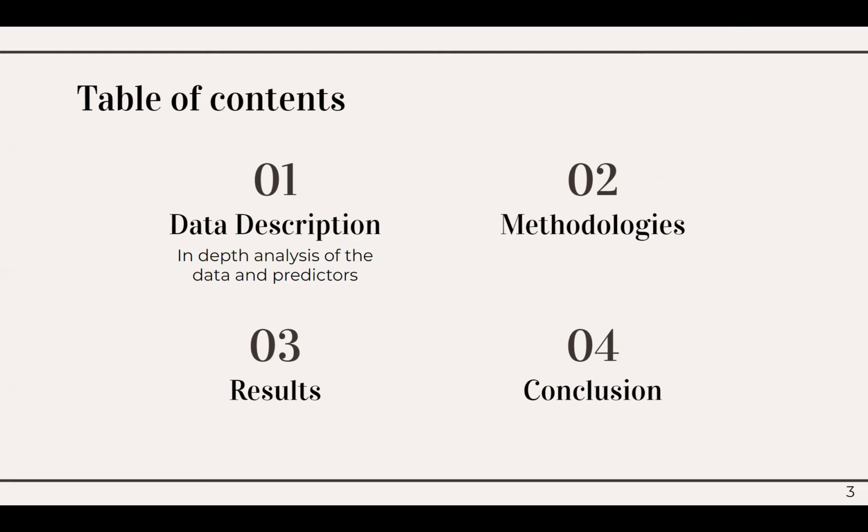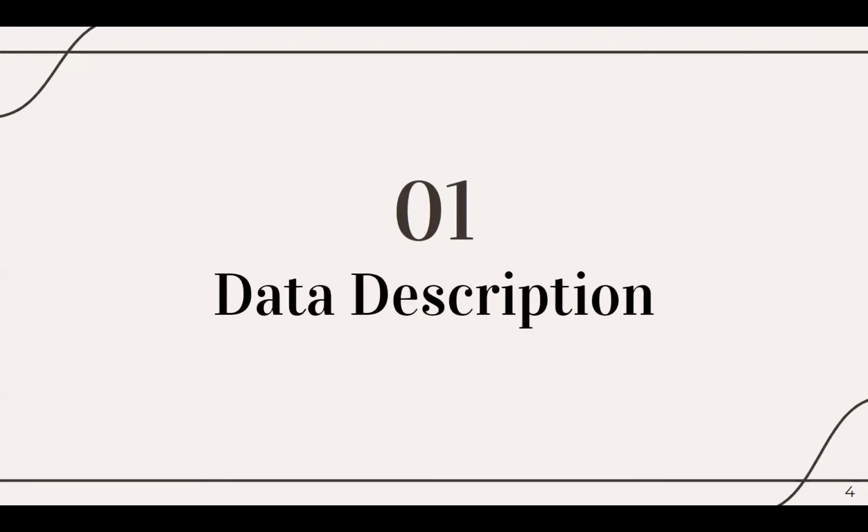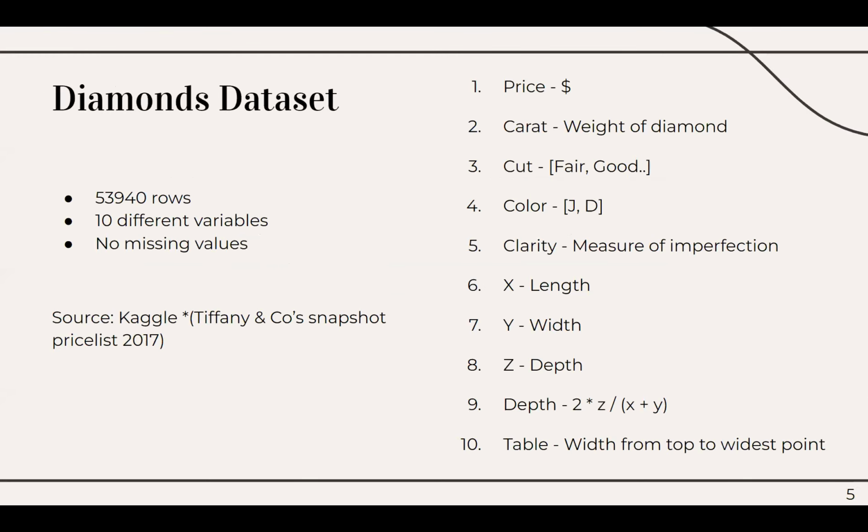This is the table of contents, what my presentation is going to be structured like. First we dive into the data description. The diamonds data set is a pretty clean data set. It has roughly 54,000 rows, 10 different variables, and no missing values. Over here on the right, it tells you what each predictor is and why they're important.